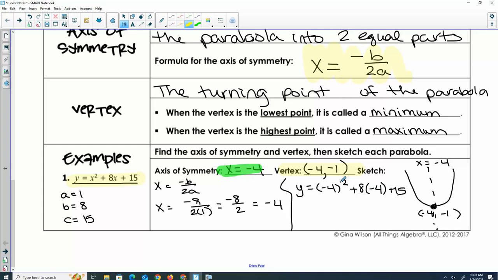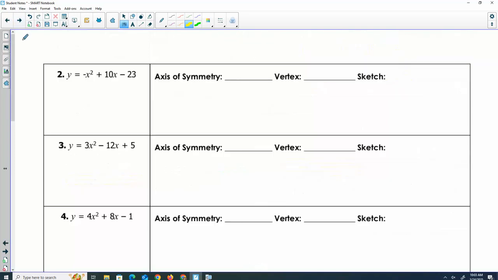Let's try a few more. Let's look at number 2. Can you tell me right off the bat, what is my A value? -1. What's my B? 10. And C?